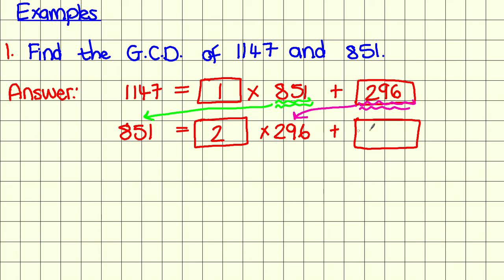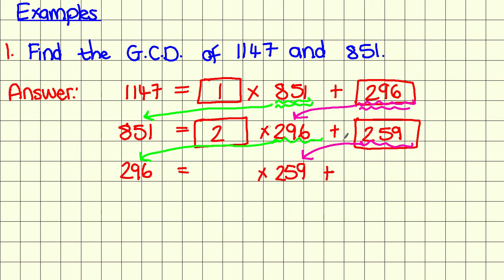And your remainder should be 259, just like this. Okay, and then we're going to keep going until we get 0 as our remainder here. So again, the one in the middle here gets shifted along to become the new one here, and the one at the end gets shifted along, and that's now the new middle one. So I've got 296 equals something times 259 plus something.